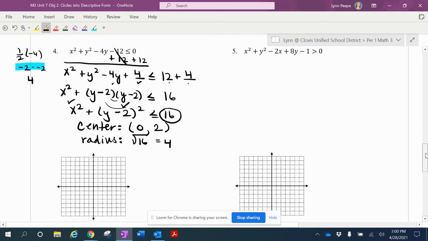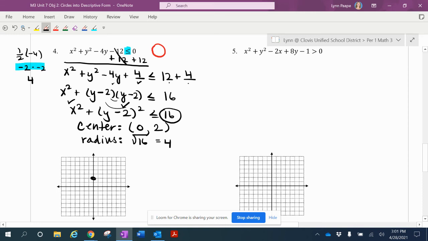So now this one I have an inequality, right? When I have that inequality, less than or equal, I want to look: do I use a solid line or a dotted line? I'm going to use a solid line, right? Because it is equal to each other. So when I go to graph it, I need to make sure I do a solid line. Okay, so let's graph that.